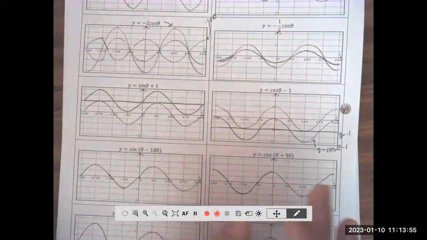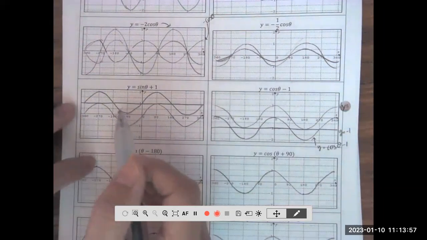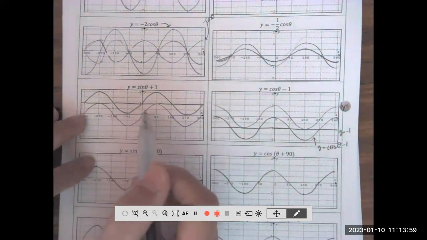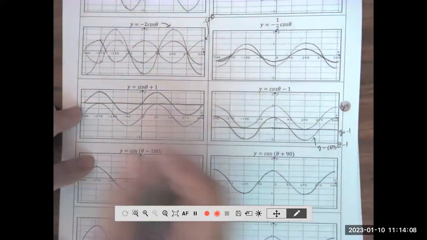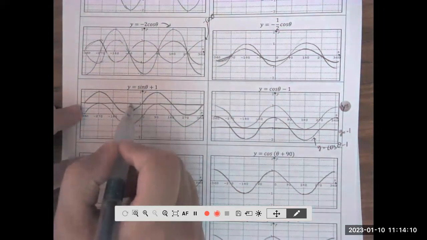Okay, so Aisha asked, do we need to have both our original median line and the final median line? You only need your final median line, and that's the one that you're going to need to graph, okay? So label this as y equals -1. This would be y equals 1.